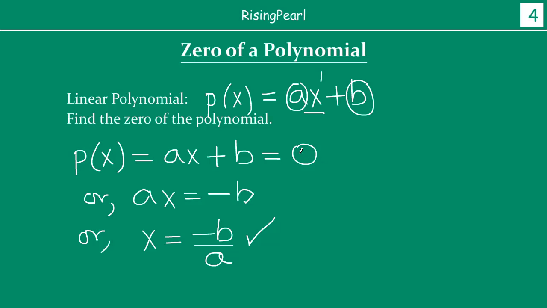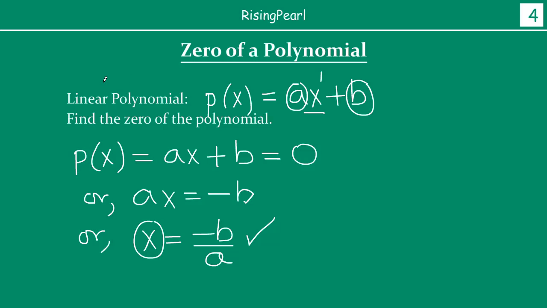So this is the standard form of any linear polynomial, and this is going to be the 0 of the linear polynomial, minus b by a. If the polynomial is ax plus b, then the 0 of the polynomial will be minus b by a.